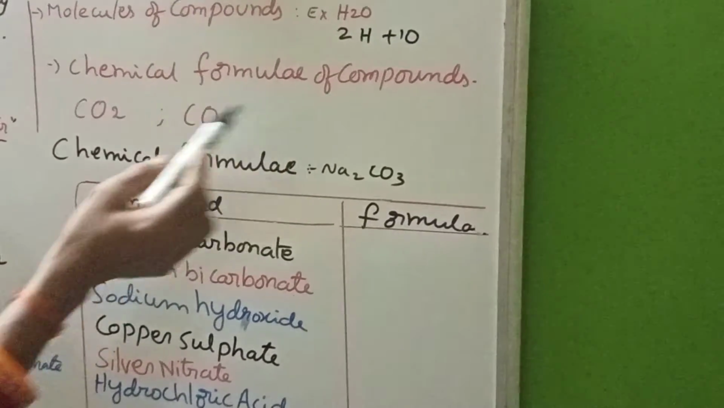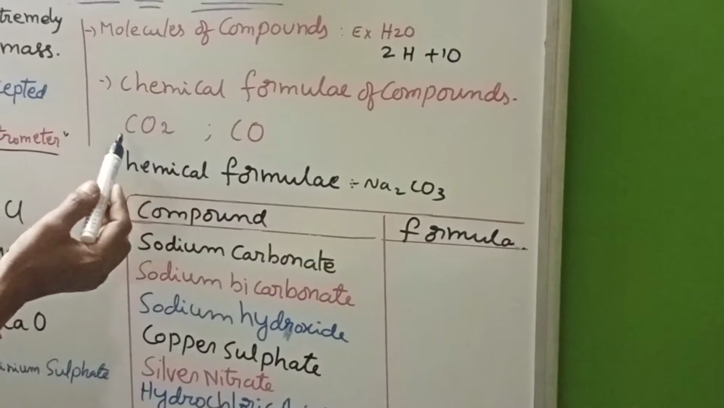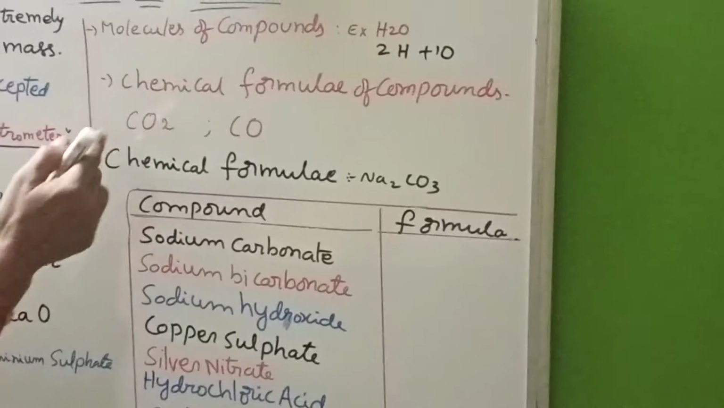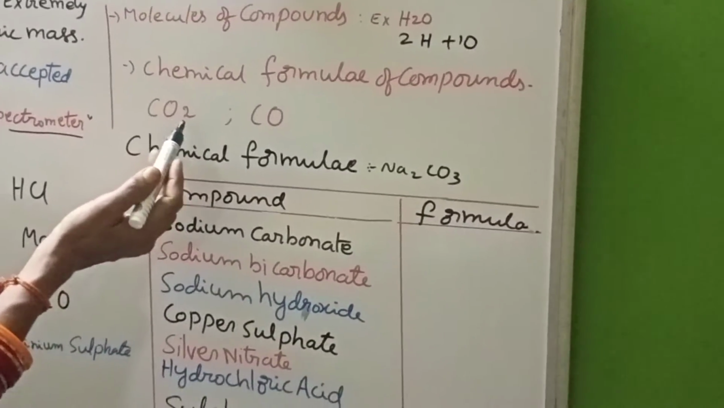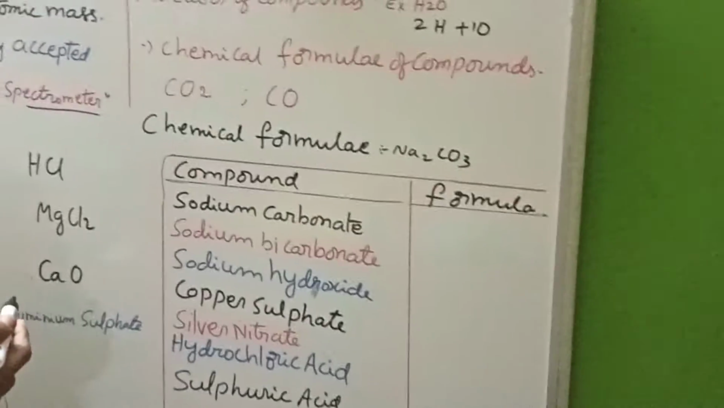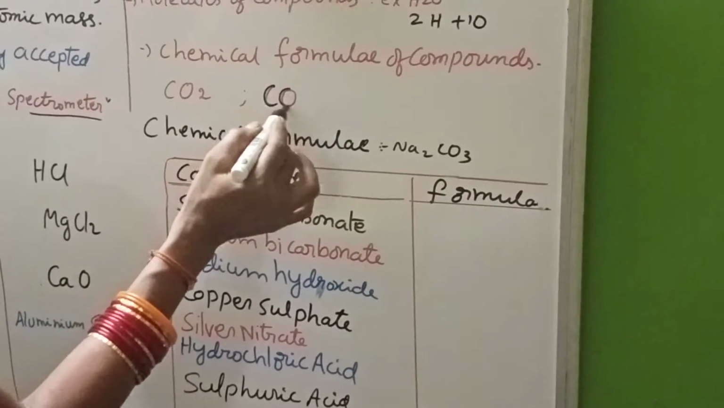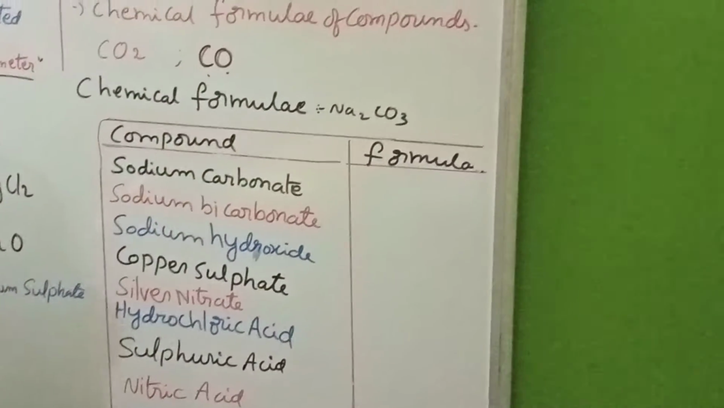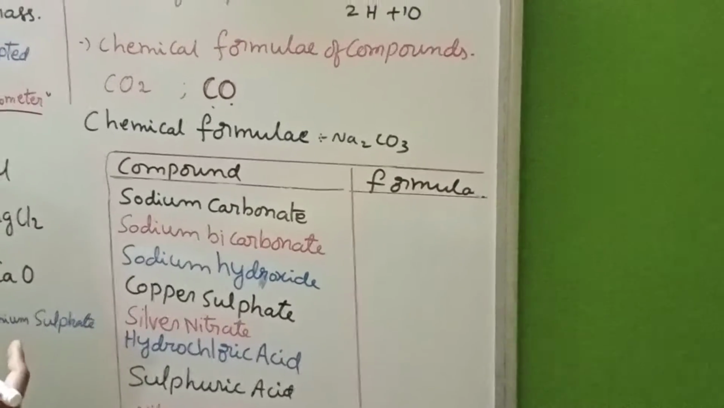In the chemical formula of compounds, let us take the example of CO2. Here 1 atom of carbon combines with 2 atoms of oxygen. This subscript number gives that 2 atoms of oxygen combine with 1 atom of carbon. But in carbon monoxide, CO, 1 atom of oxygen combines with 1 atom of carbon.